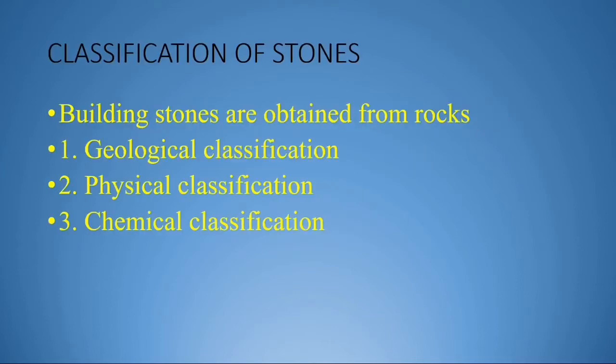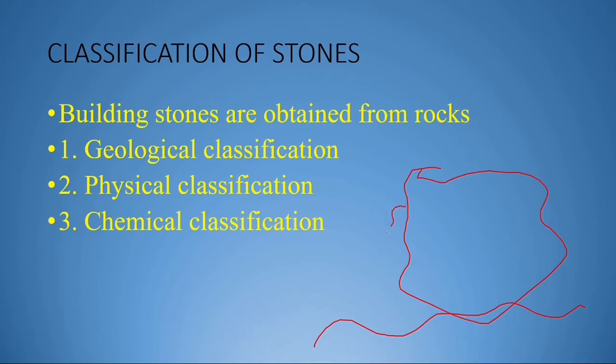So first is classification of stone. Building stones are obtained from rocks. See, consider this is a rock. There are some processes that take place with this rock, due to which this rock gets eroded. And then small pieces of rocks are formed. This we call stones.